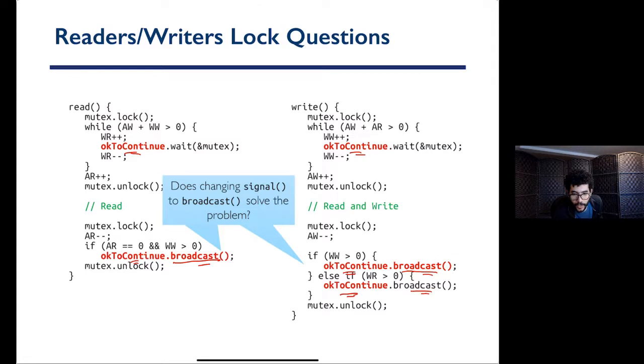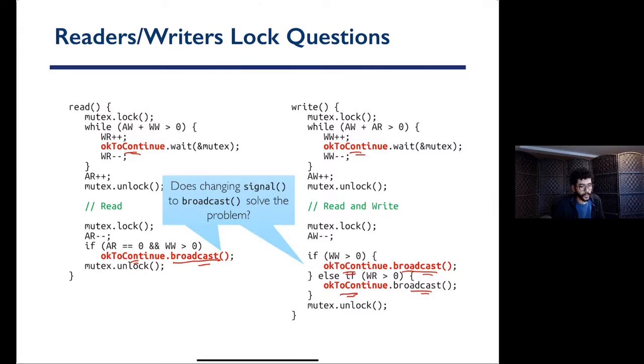Somebody is asking, W1 should be able to continue since AW and AR are 0. Yes, W1 should be able to continue, but if you use signal, only one thread gets the signal, and who gets the signal is not clear. The signal could be delivered instead to R3. And in that case, the signal gets wasted and we don't have another signal. So there was only one signal. It was delivered to the wrong person and got wasted. And now we have a starvation. If it was delivered to W1, then it would have been fine. But if by chance it's delivered to R3, when you send a signal, you don't have a say who gets that signal. The operating system, whoever is implementing, decides who gets the signal. Okay.